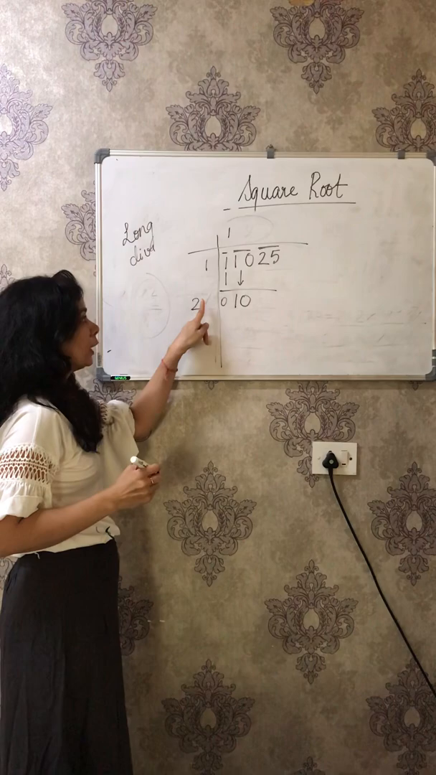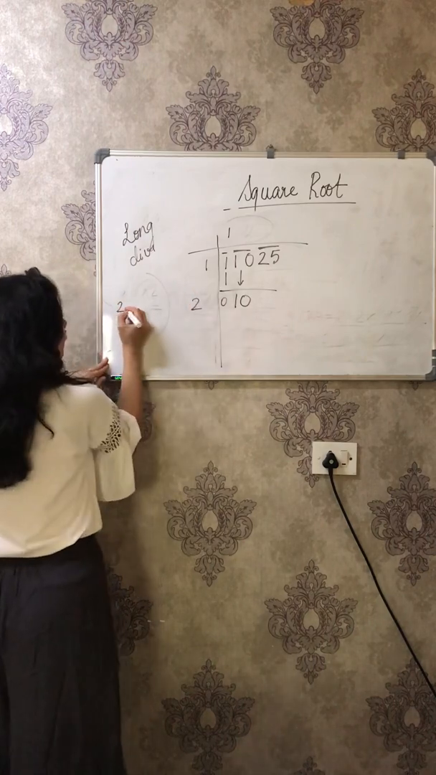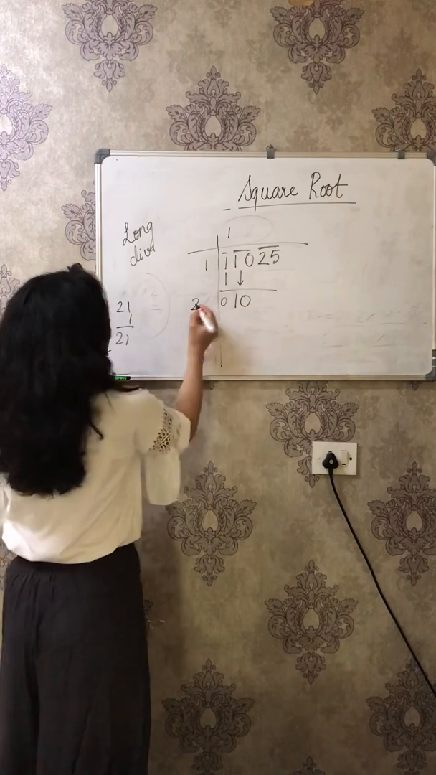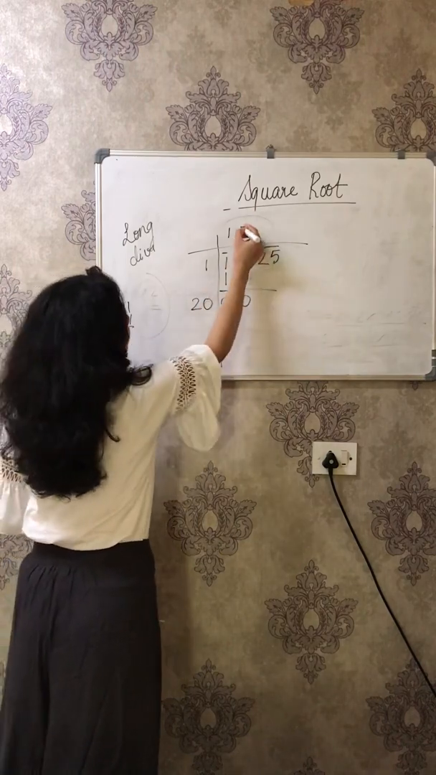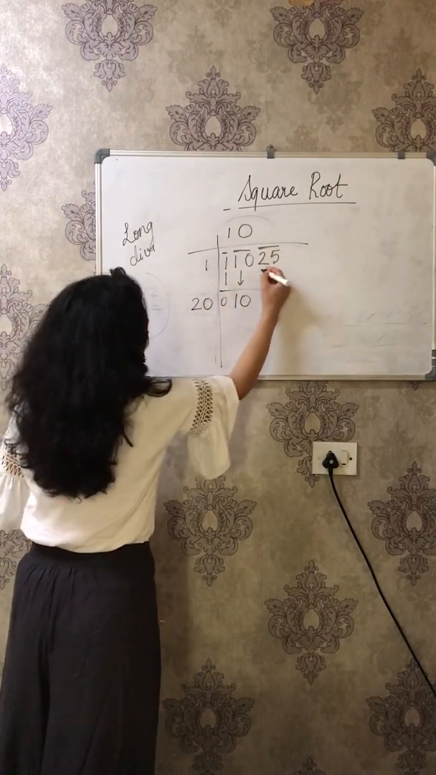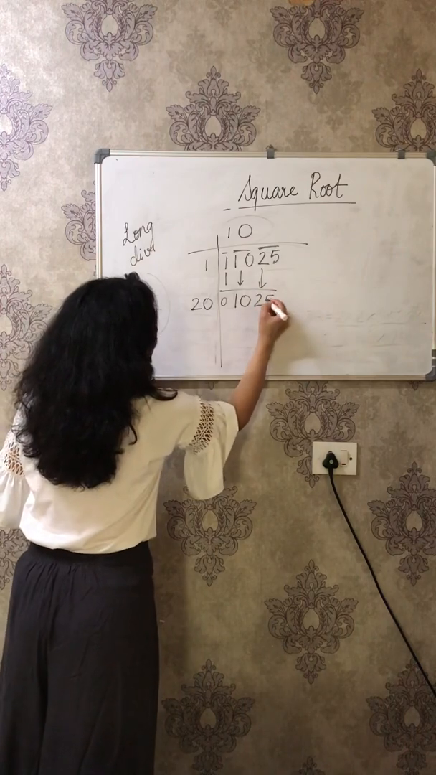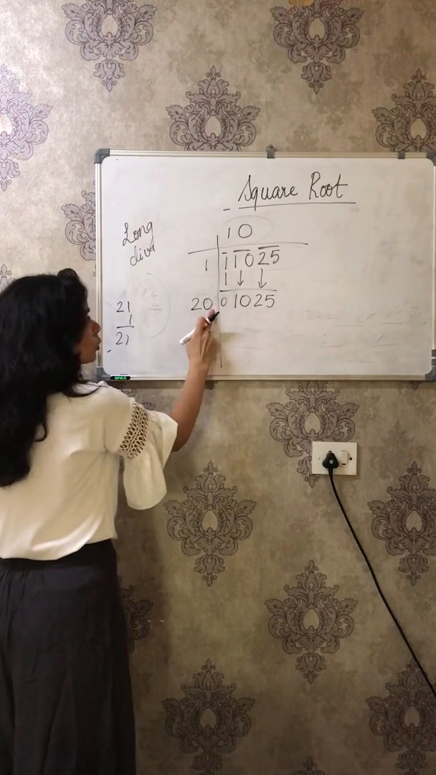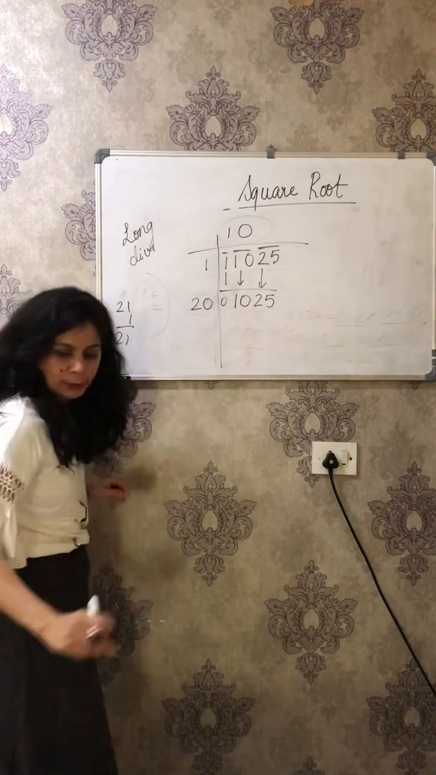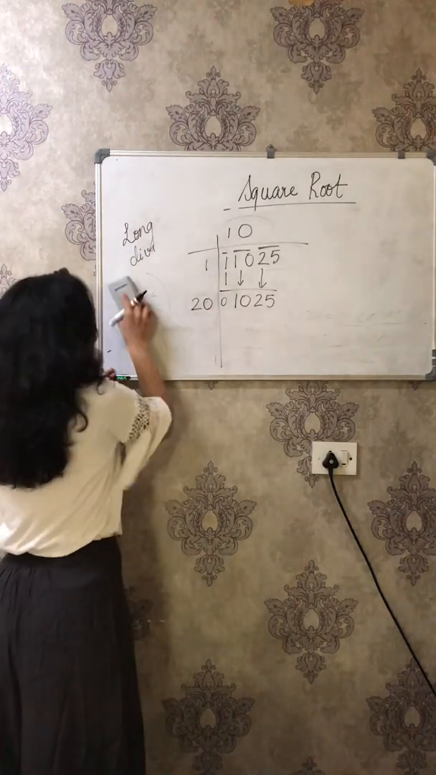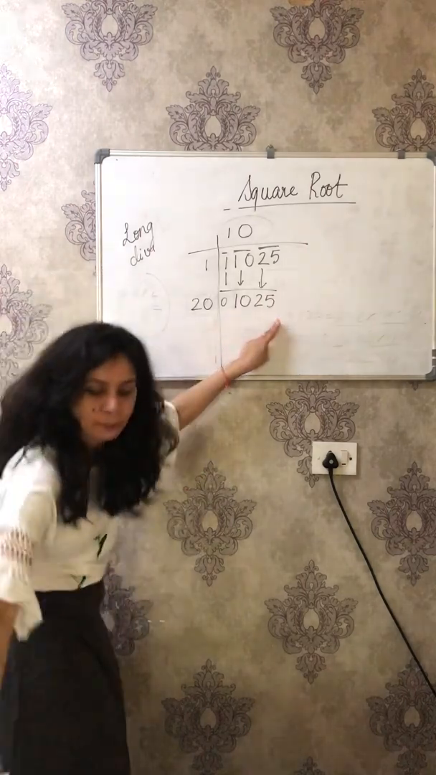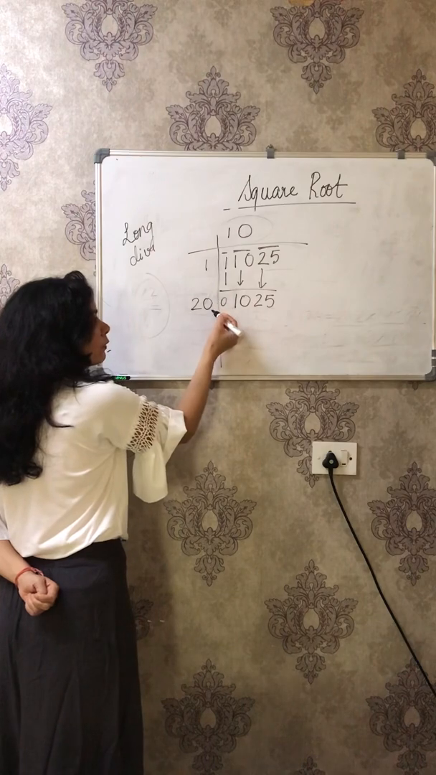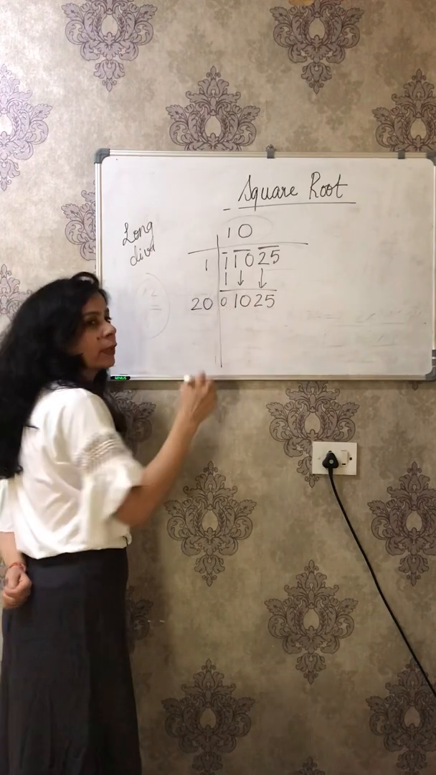See, we cannot take 21 into 1 also, because that will be more than this. So we will take 0. Okay, here 0. And then again bring this 25 down. Okay. Now we have to check what number we should take here so that we get 1025. Clearly we can guess that the number should be 5, because 5 5s are 25.